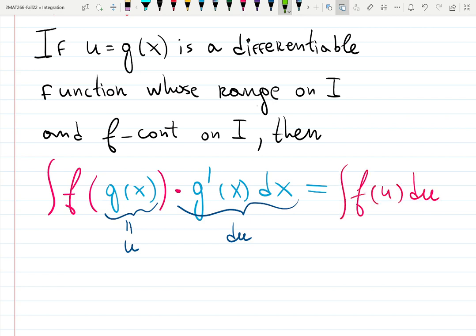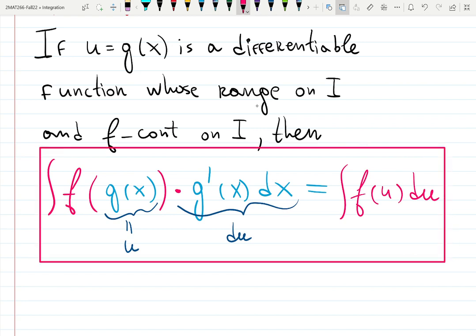So this is the formula, and again, it's a theorem, but the result of this theorem is a technique. So nobody expects you to remember the formula. You just need to know how to do it. Most of us just know how to do it.